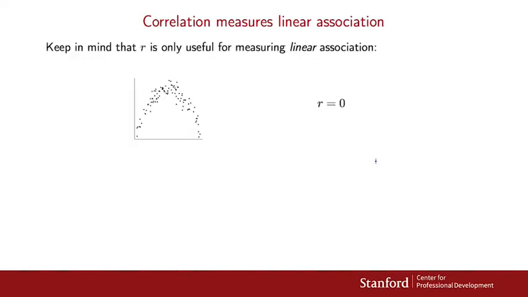It's important to keep in mind, however, that the correlation coefficient is only useful for measuring linear association. Look at this example here. Clearly, there's a very strong association between the two variables.